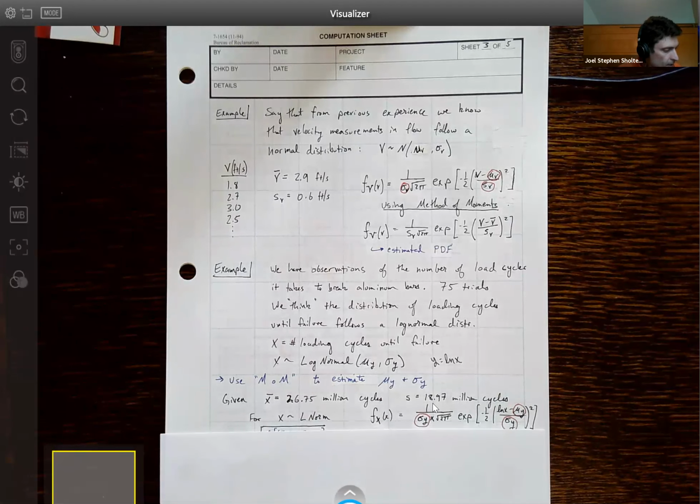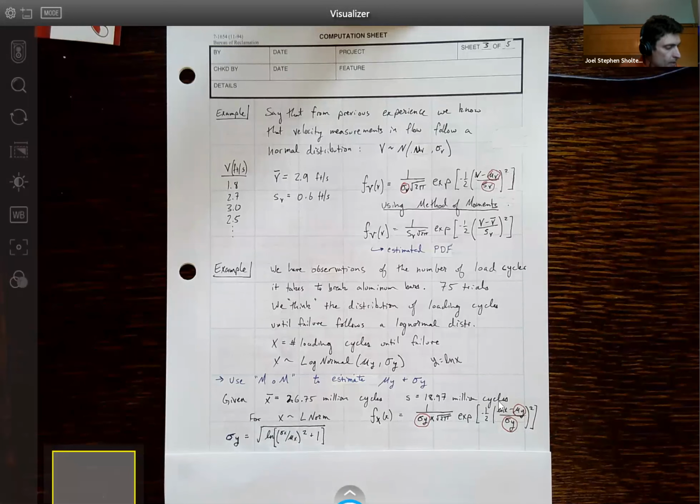All right, so X follows a log normal distribution right here. And then this is what the log normal distribution looks like. Very similar to the normal distribution. Now we have sigma y, we have X down here in the denominator. And then we have mu y and sigma y, and then ln of X.